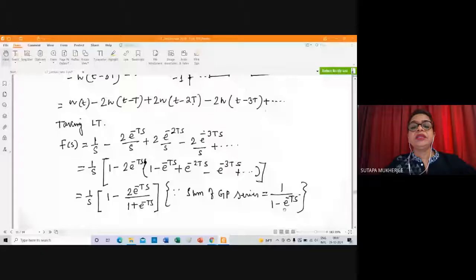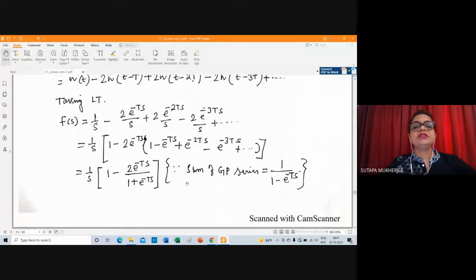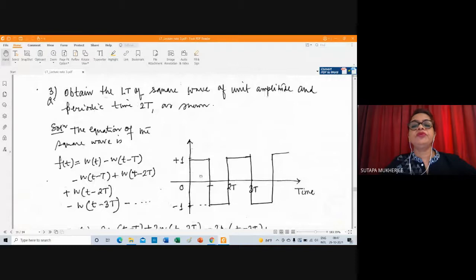1 minus e to the power minus ts, again common, 1 minus e to the power minus ts. So you can write here 1 minus e to the power minus ts. Okay. So this is complete. This is how we can determine the Laplace transform of this square repetitive wave having the amplitude 1. And the periodic time is 2T because it again starts after the time 2T. I think it is clear to all of you. Fine.